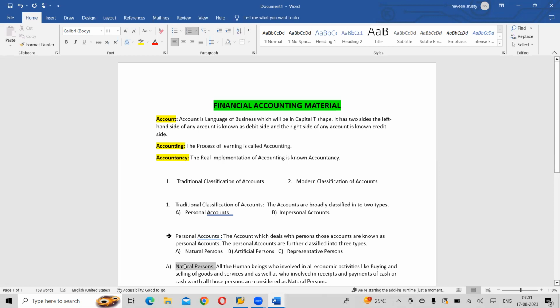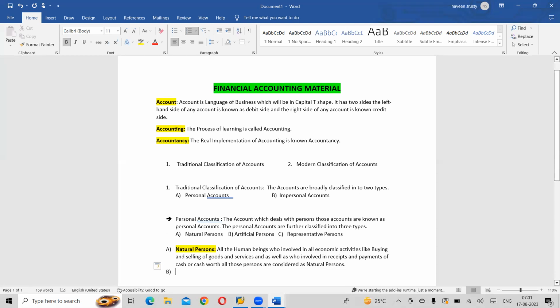So the first thumb rule, who are the natural persons? That is very important. Natural persons are nothing but human beings, that is the first condition. But at the same time, they are supposed to be involved in all economic activities like buying and selling of goods and services, and receipts and payments of cash or cash worth. Then they are considered natural persons. For example, we all are considered natural persons.